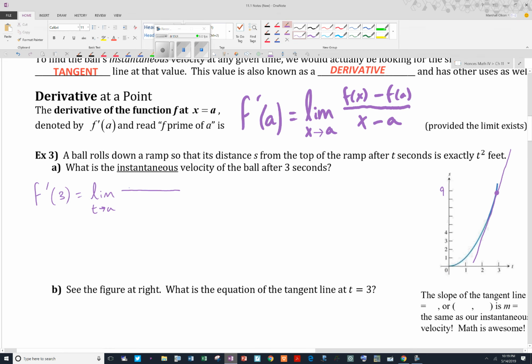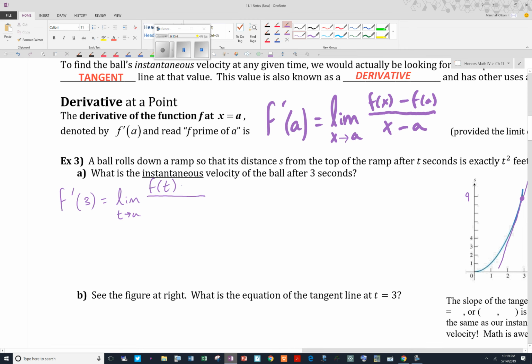So we want f of x, which is really our function. So I'll just put f of t minus f of A, which is, oops, I have an A there. I should have a 3. That value should be the same as that value. So f of 3. And our denominator is going to be t minus 3. So let's find out what those are.